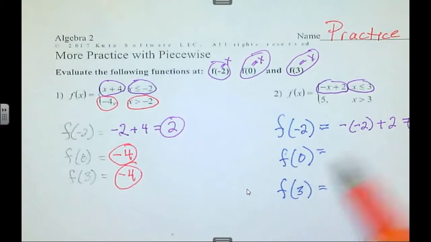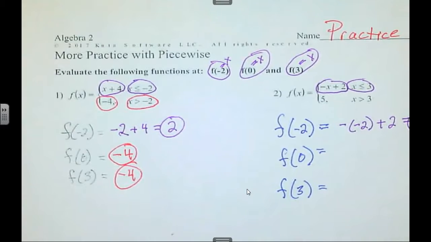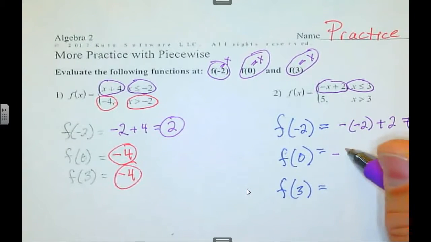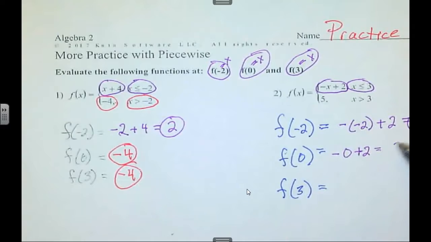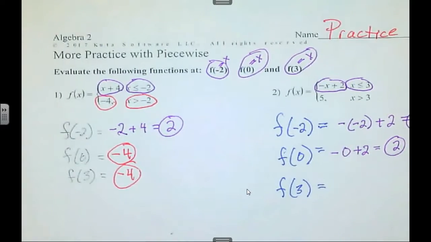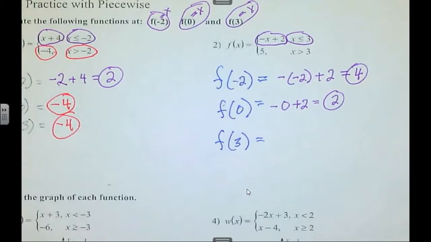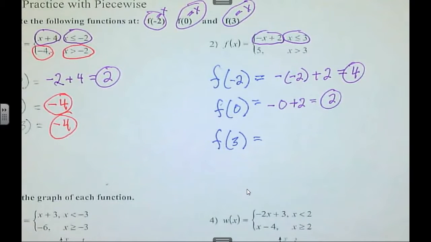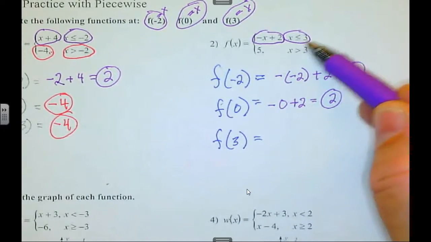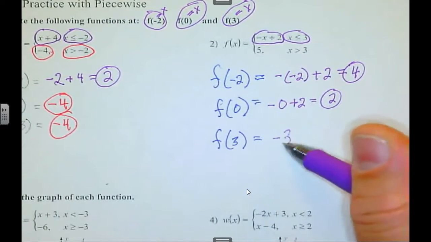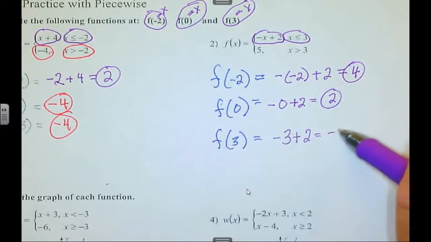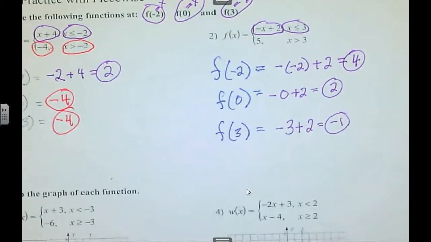Let's see, the f of 0 is less than or equal to 3, so again I have to use the top one. So I have 0 plus 2 equals 2. So the f of 0 equals 2. And then I have to do 3. 3 again is the top one because it equals 3. So 3 plus 2 equals 5. So that's how you do given values and plugging them into functions. Piecewise functions.